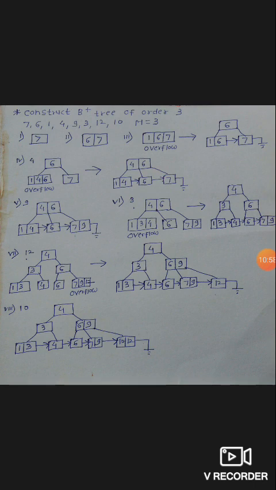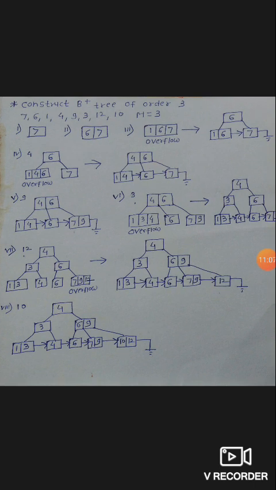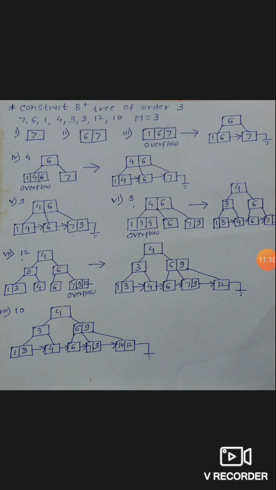Therefore there is overflow. Now we pick up this central key value which is 6. We create a new node which is having data as central data. Now it becomes 6. Now as I create new node which is having central data 6, left of 6 becomes 1 comma 6 and right of 6 becomes 7.